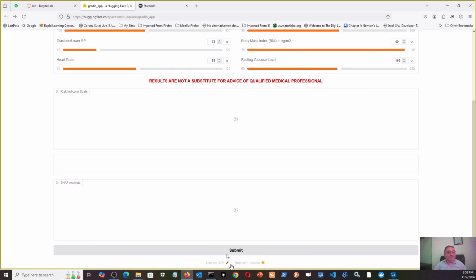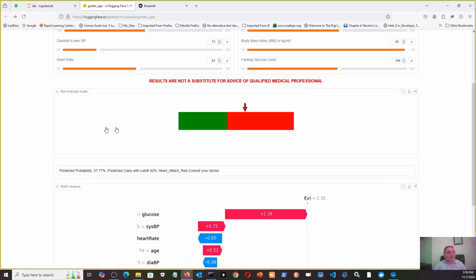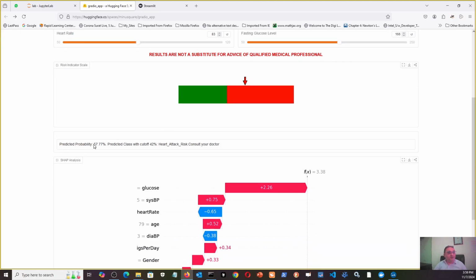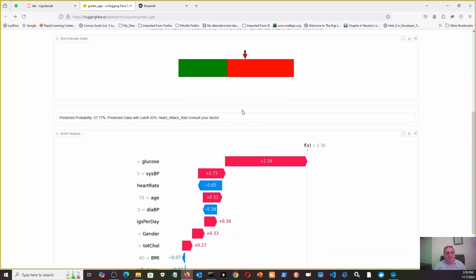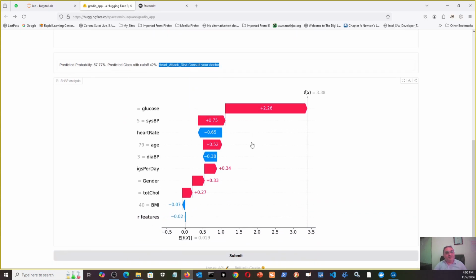Okay, and I press this submit button, and I immediately get the result that the person is falling in a quite high risk category. This is low risk category, less probability, and this is high risk category, high probability, and the probability is 57%, and the cutoff was taken as 42%. So anybody whose chances of getting a heart attack are more than 42% will be classified as at risk. And the advice is to consult your doctor immediately.